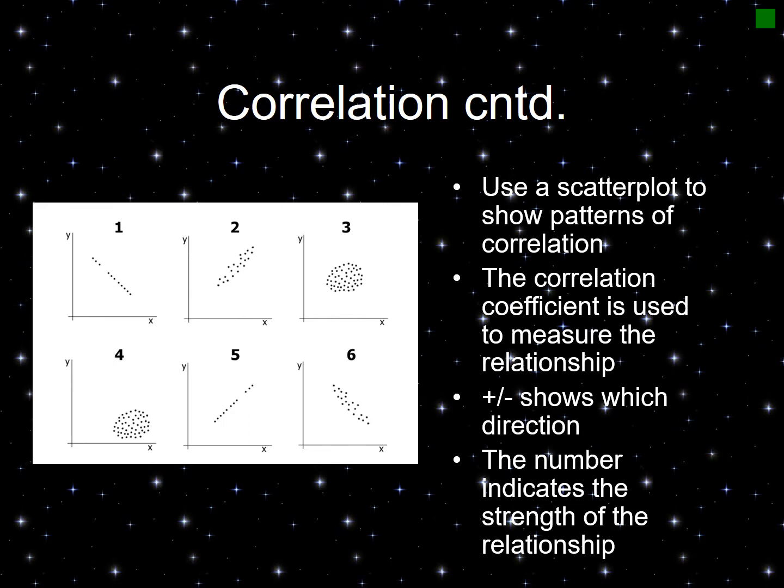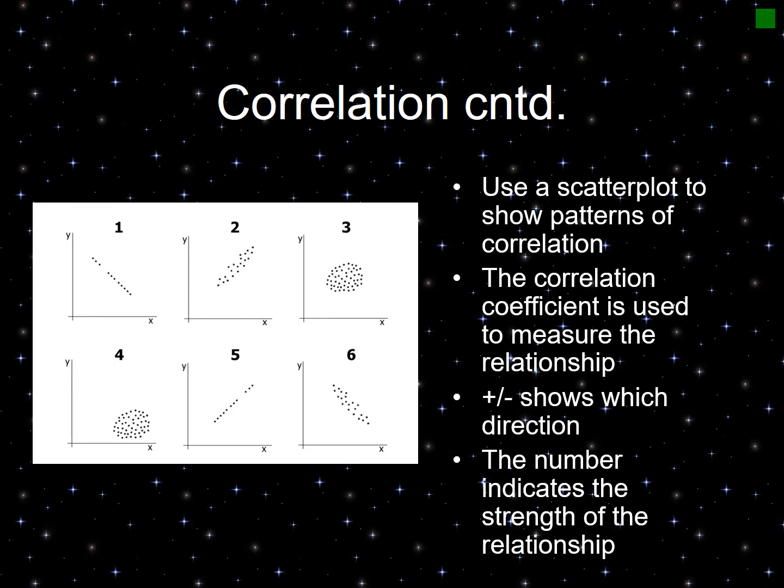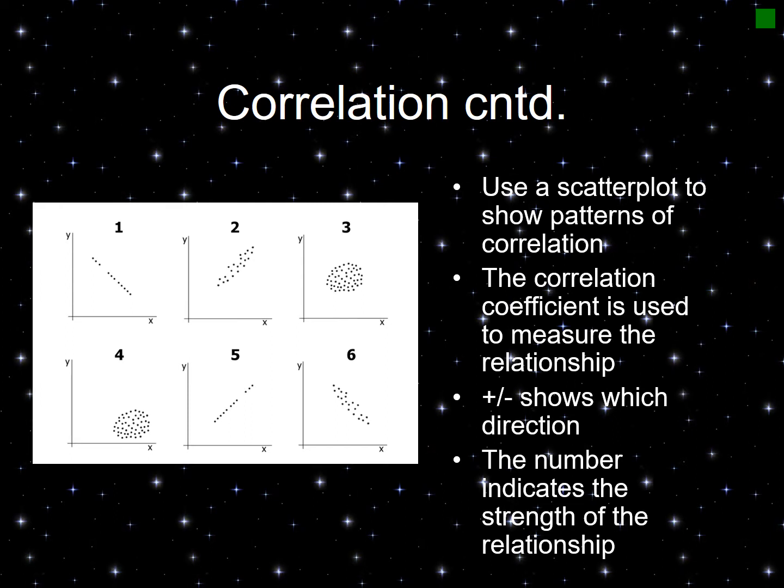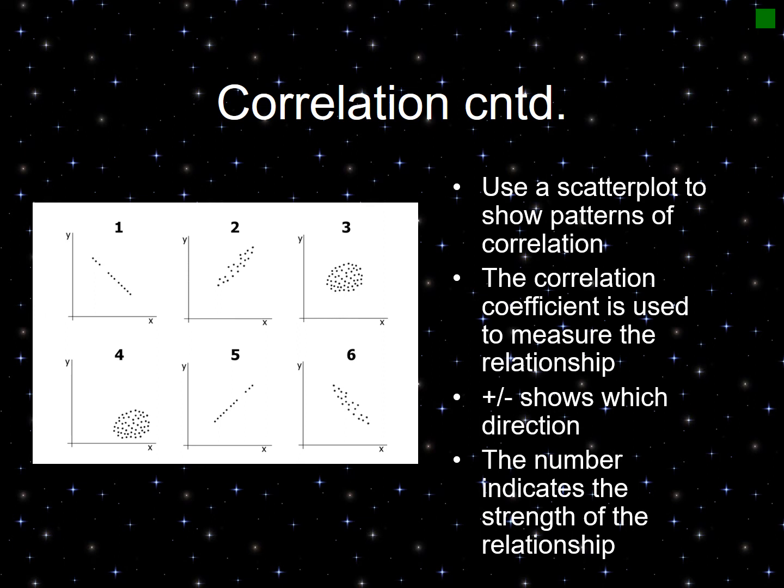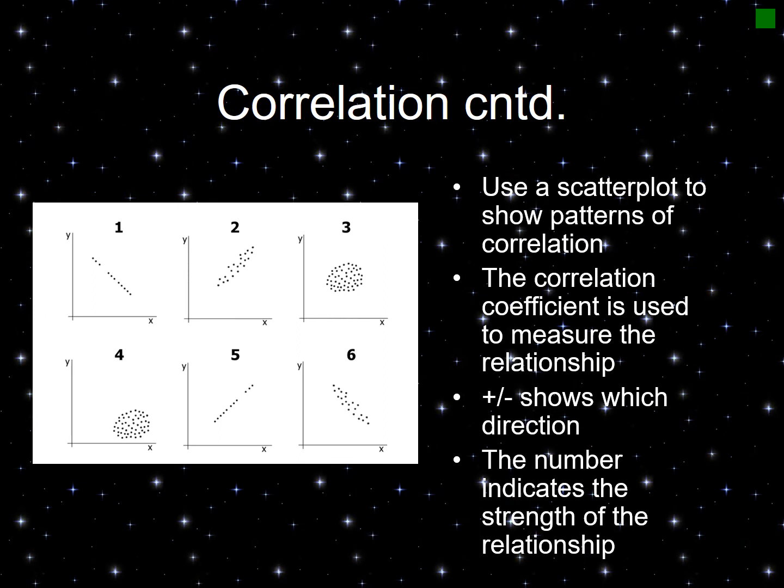The closer to 1 you are shows a stronger relationship. So for 1 and 5, number 5 would be a positive 1.0 because it's all in a completely straight line. Number 1 would be a negative 1.0. Number 2 would be about 0.84 because it shows there's a strong relationship there, but it's not 1. It's not all in a straight line. Number 6 would probably be about negative 0.8.